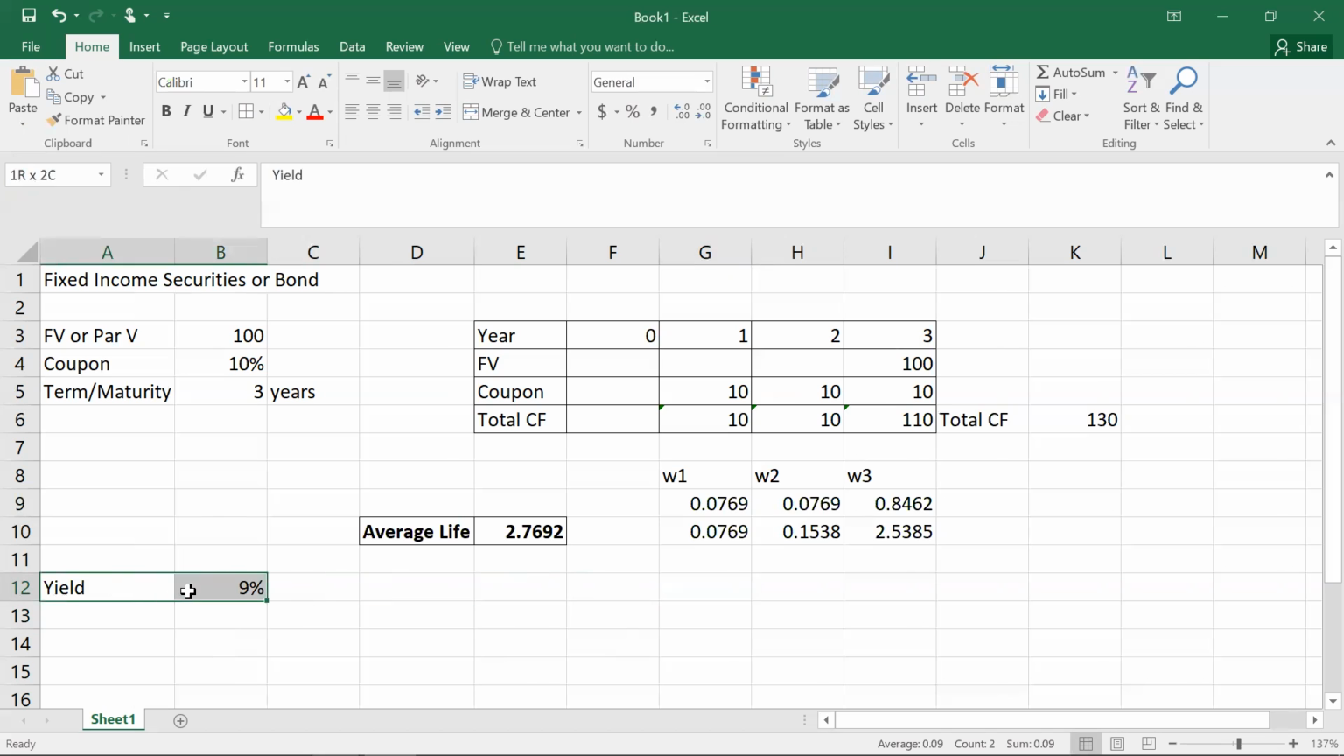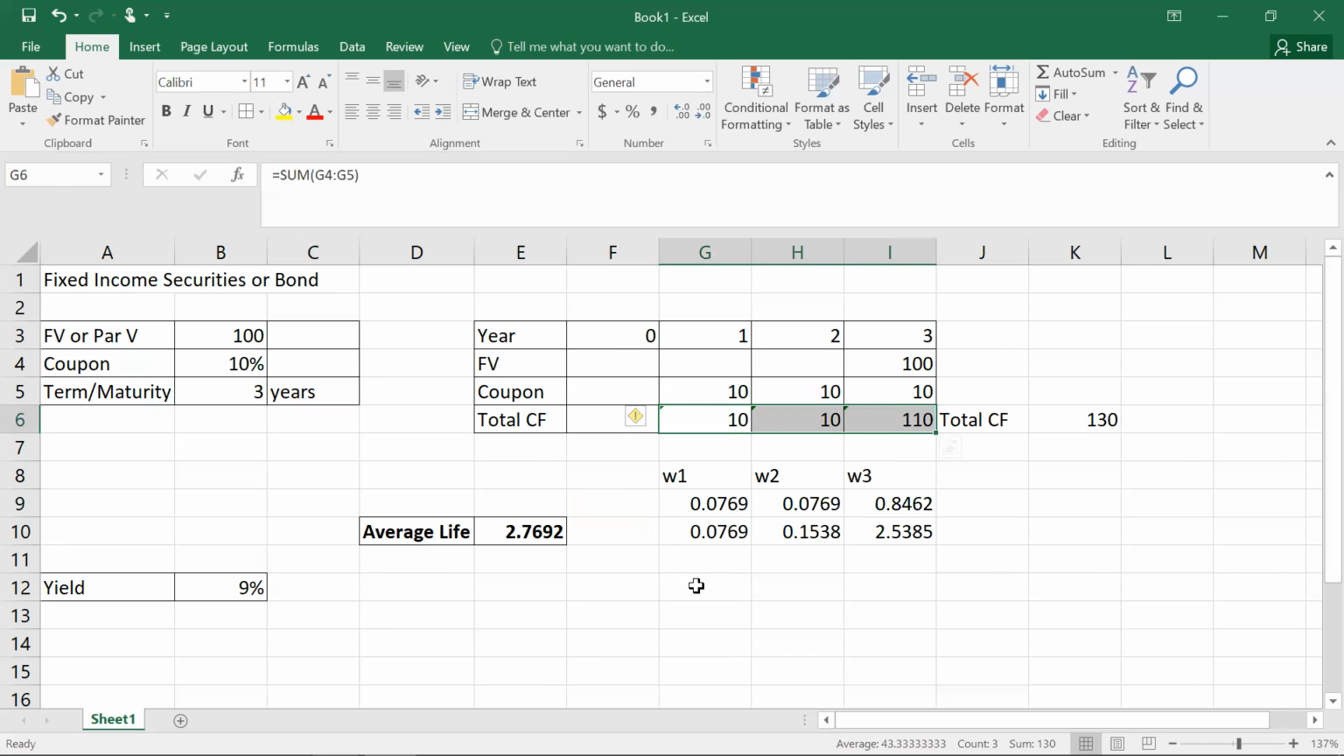What does it mean? Okay, so what does it mean? It means that this particular bond that is yielding 10 in the first year, 10 in the second year, and 110 in the third year, it is priced at 9%. So what does it mean? We are going to discount these cash flows by 9%.